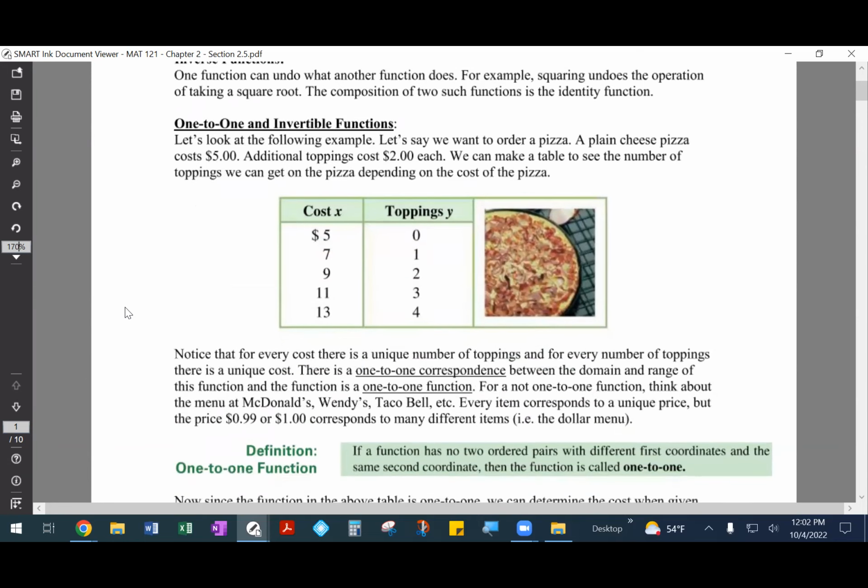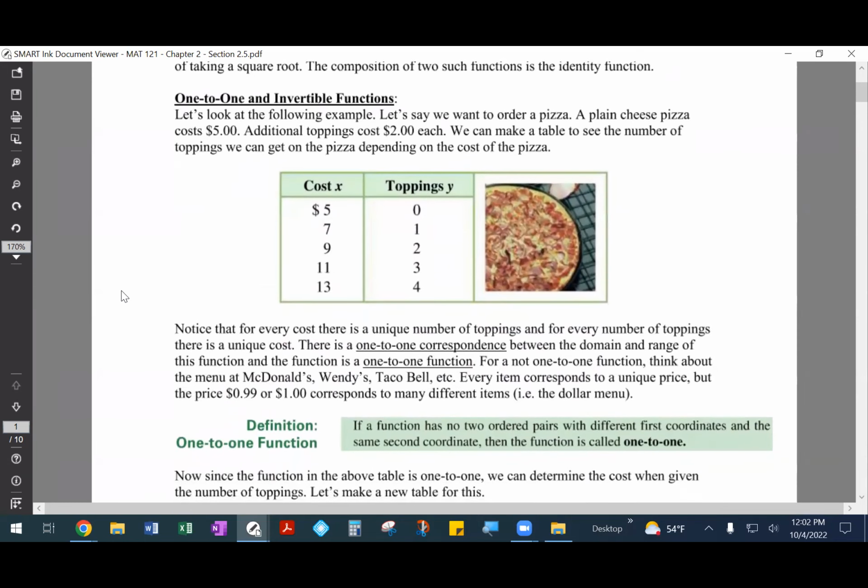And this example talks about two things that we are looking for. What is a one-to-one relationship? Because that's important if we can find an inverse function. And then, of course, what's that invertible property that we're looking at?